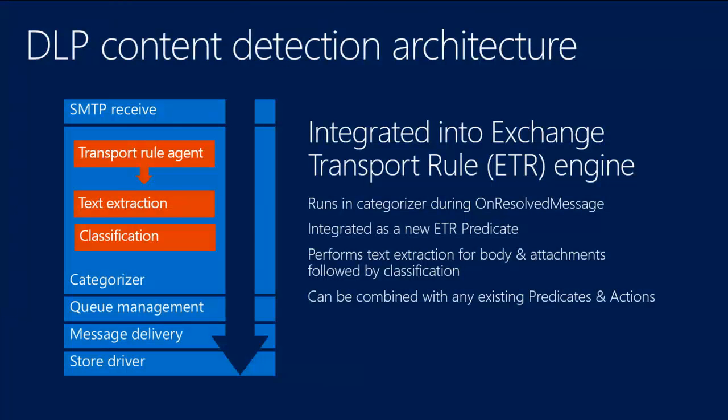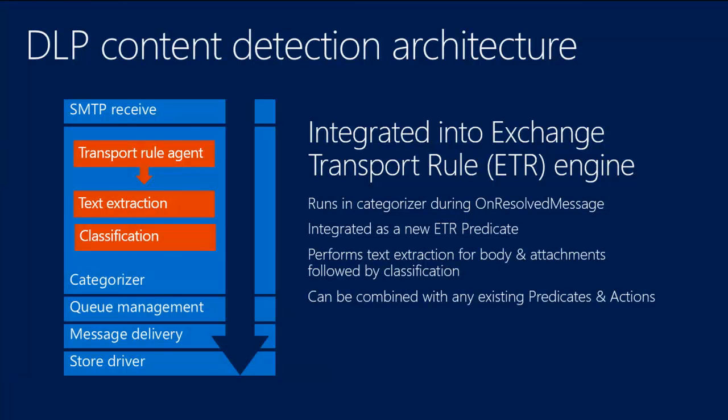We've also optimized this so that if you have a more complicated set of rules that have multiple conditions, we will perform the rules that are least costly first, and only if we satisfy those will we do text extraction and classification, since those are heavier operations.